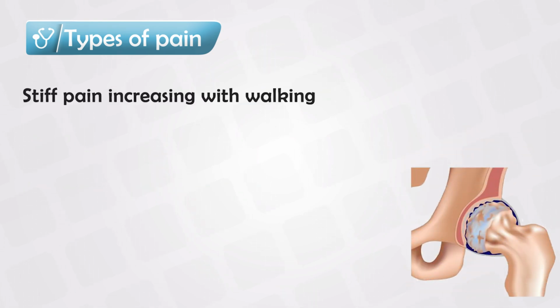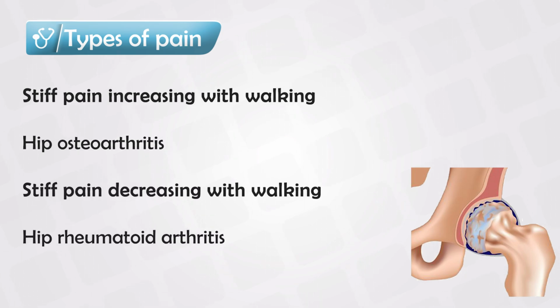Some older patients, especially older than 45 years old, will have a pain that increases when the patient walks, and it can also be associated with stiffness. This is most likely osteoarthritis. On the other hand, if the pain was present but improved when the patient started walking, so it's the opposite, this is most likely indicating rheumatoid arthritis. Both of these conditions require very specific treatment that you need to see your doctor for.